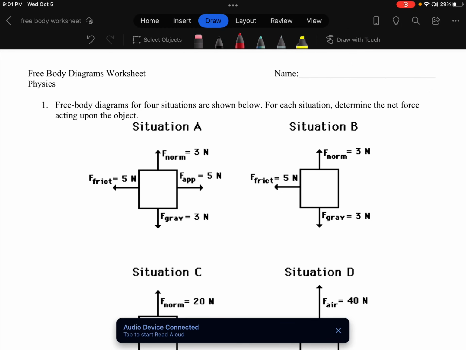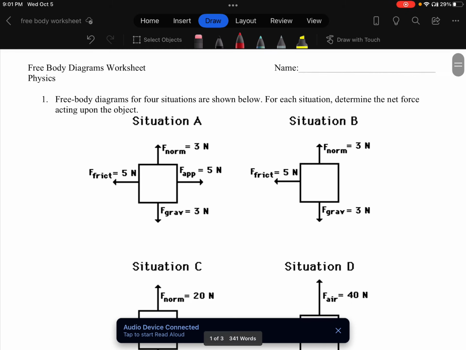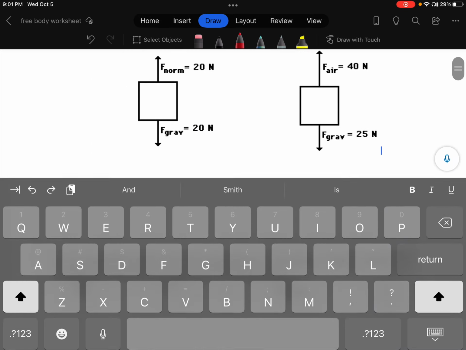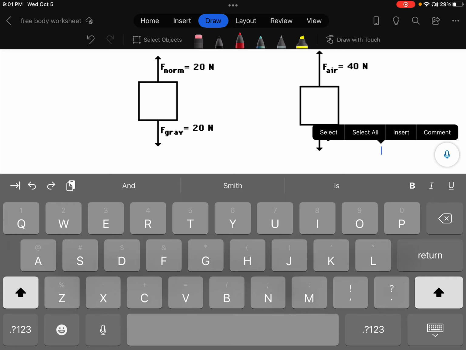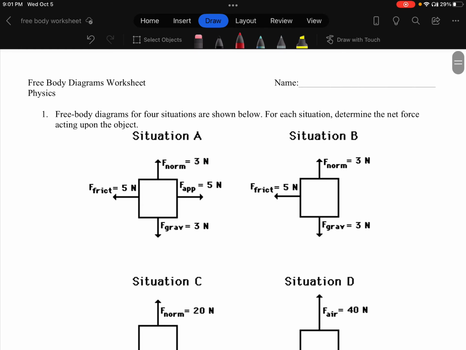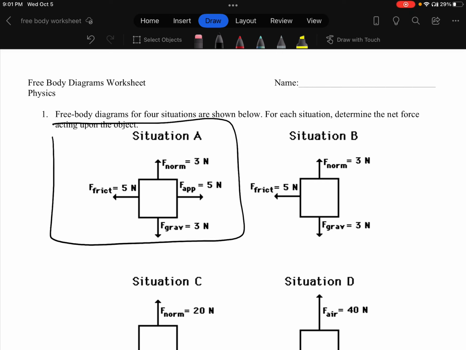Hey kiddos, I got some questions on what this free body diagram worksheet is. Basically, it is just a worksheet to help you get some practice with free body diagrams. Very simple. What you're going to do is redraw these pictures into your notebooks. You don't need all the words, right?